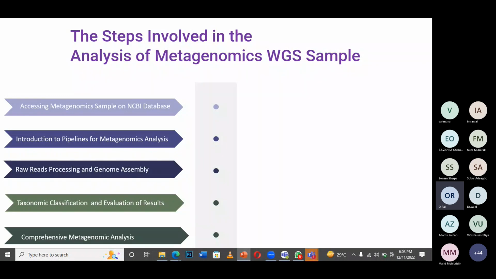Then the comprehensive metagenomics analysis covers both the annotation and the gene prediction. Don't forget, in the taxonomic classification, you will know organisms that are pathogenic and not pathogenic. You'll be able to streamline to a specific organism of interest in your research. Then comprehensive metagenomics analysis talks about annotation, when you focus on the gene. Remember, this is WGS, not 16S. This is shotgun sequencing, metagenomics shotgun sequencing.